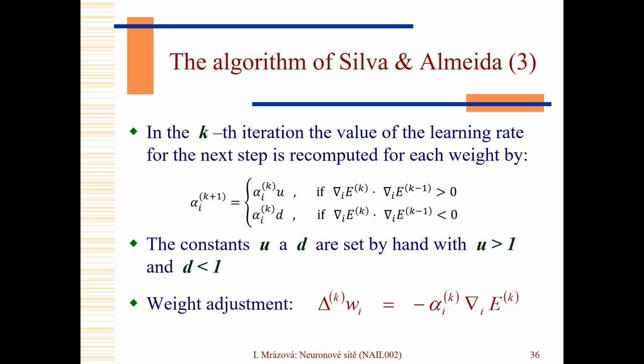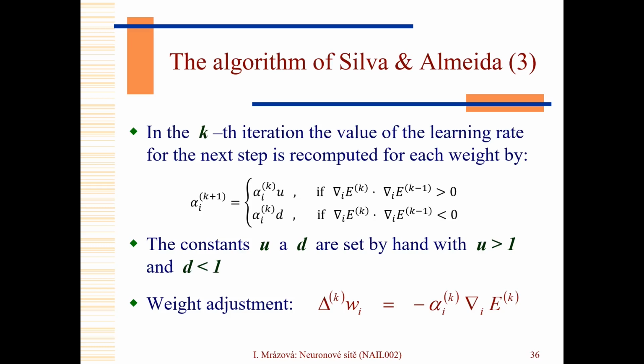The constants u and d shall be set by hand, and u shall be bigger than 1, so we will be increasing, making bigger the values for alpha i, and the value for d shall be smaller than 1, so we will be diminishing the value for the learning rates of the weight wi.